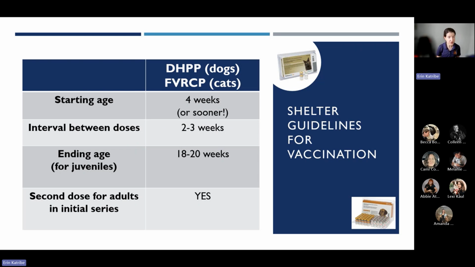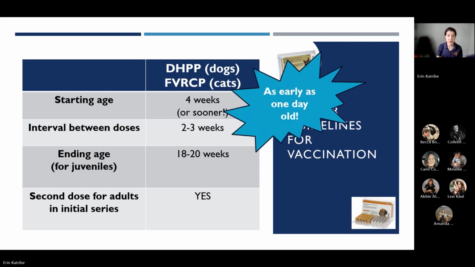We vaccinate on a narrower interval, so we vaccinate more frequently, every 2 to 3 weeks for our puppies and kittens. And if they're in the shelter building and I have access to them, it's 2 weeks on the dot. And then we keep vaccinating out to 20 weeks of age in most cases, or even longer. A difference between private practice and shelters is that for adults, we're going to typically give a second dose of vaccine, whereas we don't always do that in private practice settings. And so, yes, I just want to reiterate, as early as 1 day of age in situations where we believe there is meaningful risk.